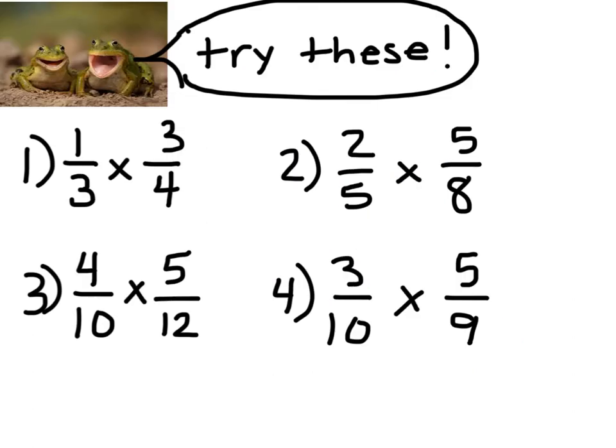Now practice this idea on your own. Find the product for each problem in simplest form. You may either use models or you may simply multiply. If you can, try using that cross-reducing. That is, finding the common factors of an opposite numerator and denominator to simplify the problem.